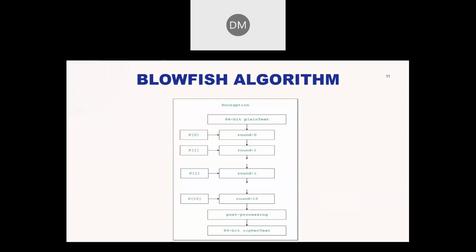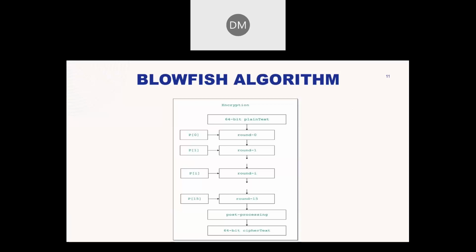This is a flowchart of the Blowfish algorithm. This figure shows that it is faster, and it has a good encryption rate. So that's why we have chosen the Blowfish algorithm for cryptography. It holds a 64-bit block size and has a variable key size of 32 to 448 bits, and in this there will be 18 subkeys and a total of 16 rounds.